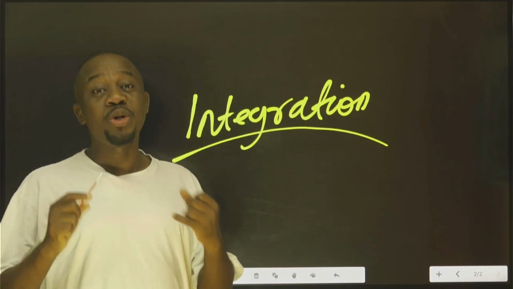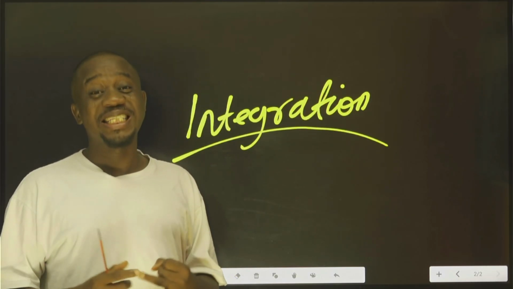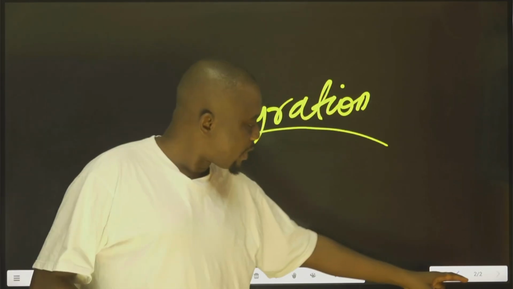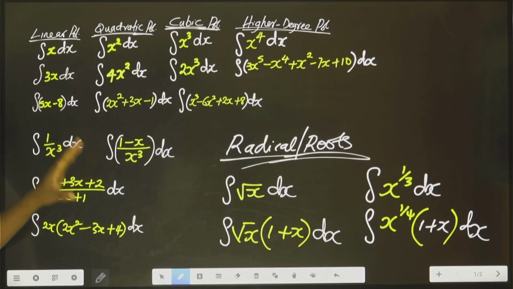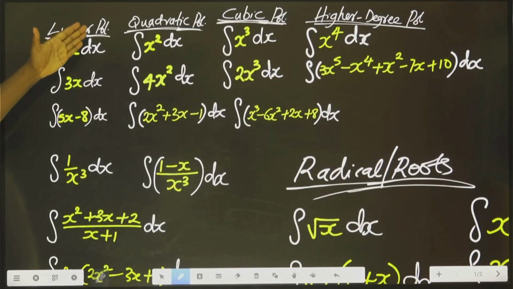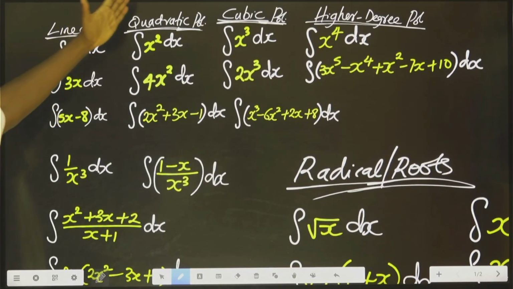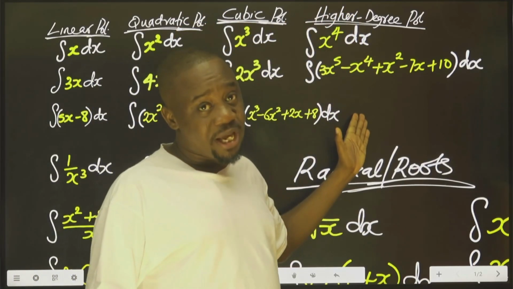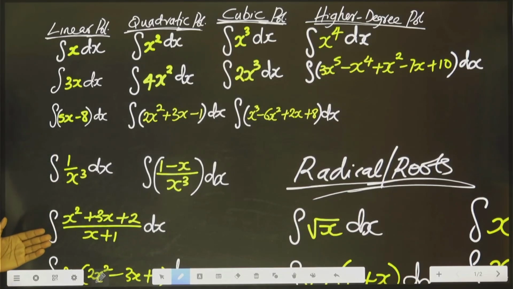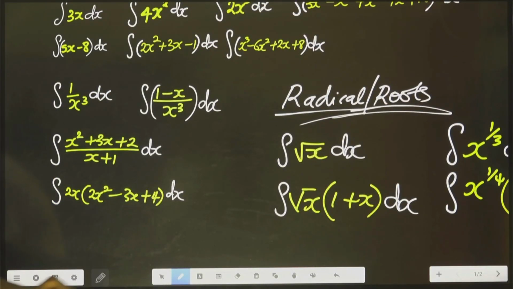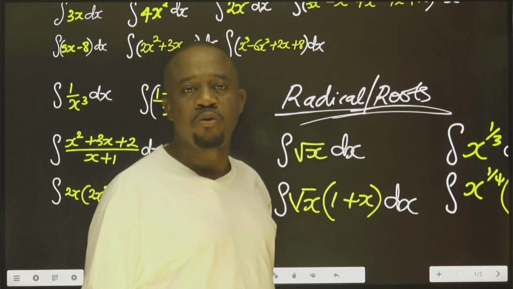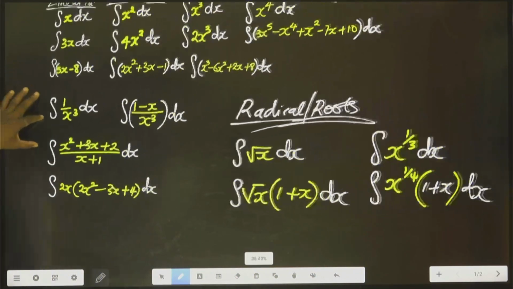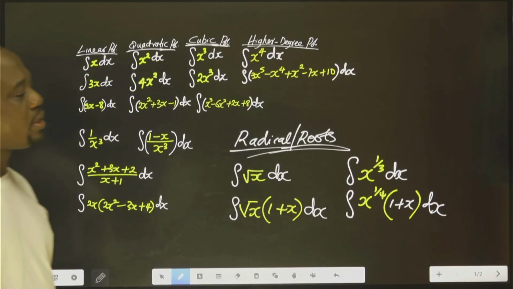In this class, we're going to define integration. We look at types of integration, then integration calculation. These are what we are going to calculate today. For linear polynomial, we're going to look at all these: quadratic polynomial, cubic polynomial, higher degree polynomial. Okay? We are also going to look at all these questions. Then we look at radical or root function. That is the integration of all these questions, as you can see on the board.